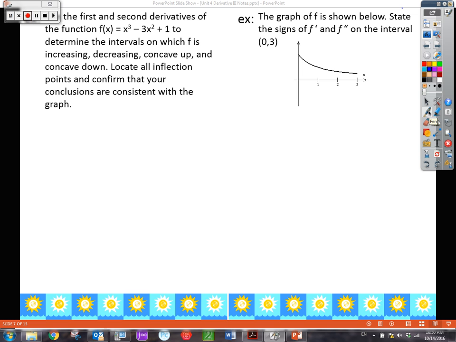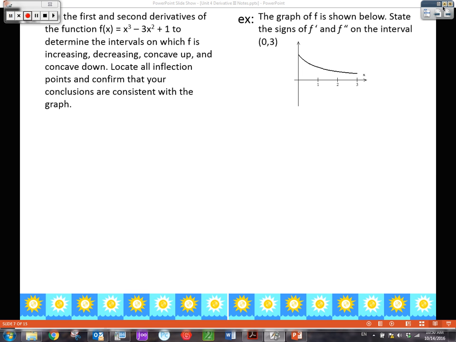Okay, so the first one basically says use the first and second derivatives of that function to determine intervals on which f is increasing, decreasing, concave up, concave down, and locate all inflection points. And then we're going to confirm our results with a graph on our calculator. All right, so let's start. So we're going to find the first derivative. So f prime of x is 3x squared minus 6x.